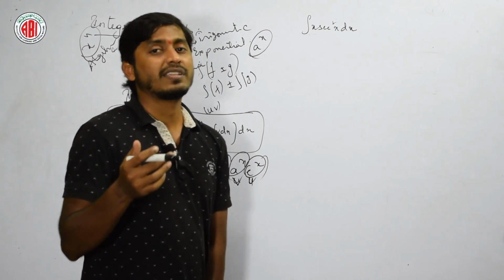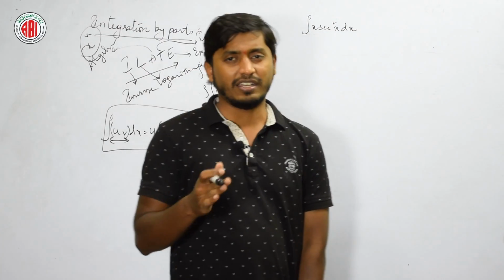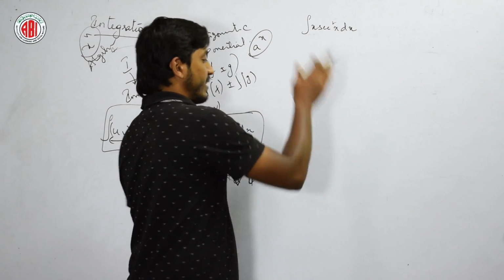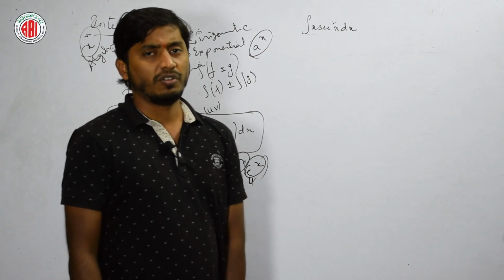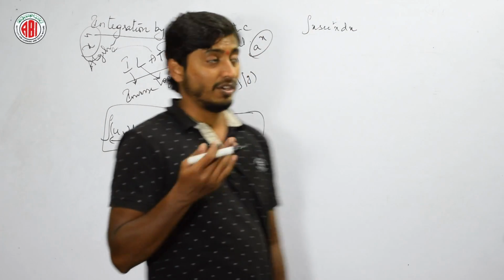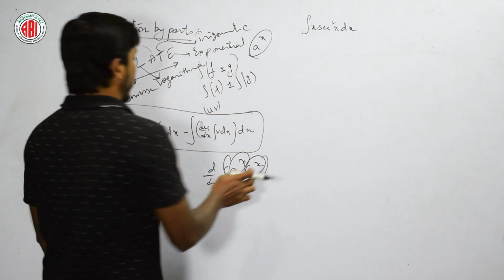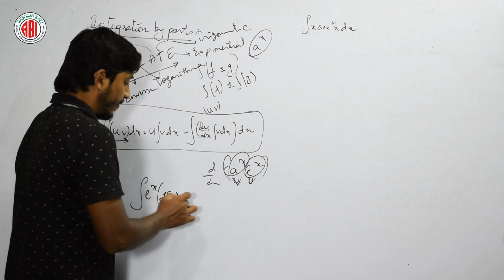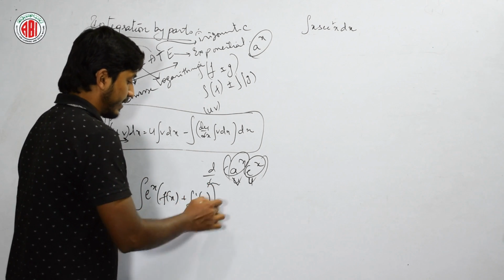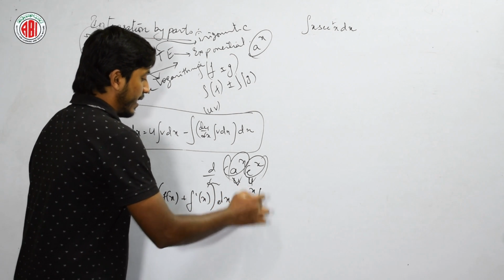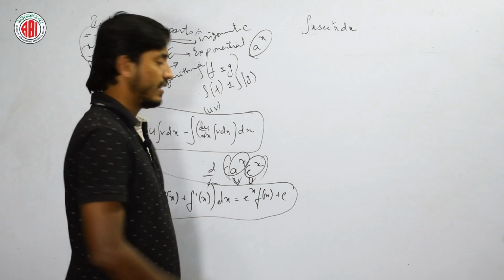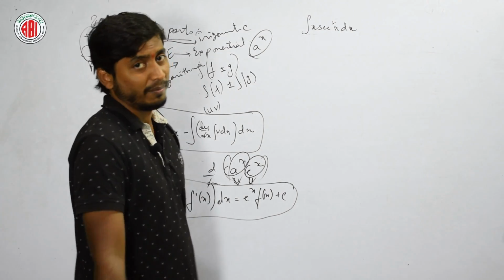So we need to have some direct formulas or reduction formulas for that. Reduction, after going to some extent, has to stop. We don't know where to stop. So we will have direct formulas. In order to do that, the first formula we will learn is: integral e power x into f of x plus f dash of x dx can be written as e power x f of x plus c. Clear? This is one of the simple formulas to remember.